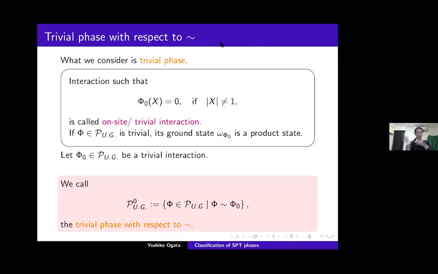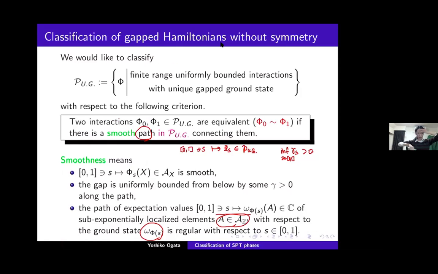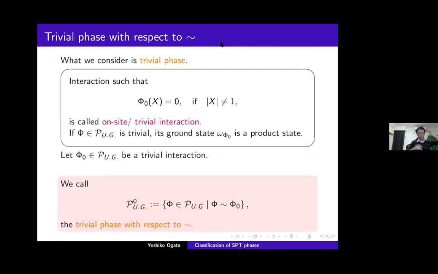So that is a classification of Hamiltonians without symmetry. And as I said, what we consider in this SPT business is the following trivial phase. Namely, we consider this set of uniformly bounded finite range interactions with a unique gapped ground state, which are equivalent to a trivial interaction. Throughout this talk, when I write phi 0, it means trivial interaction. So what we are interested in is interactions with a unique gapped ground state which are equivalent to the trivial interaction. I call this set the trivial phase in this talk.